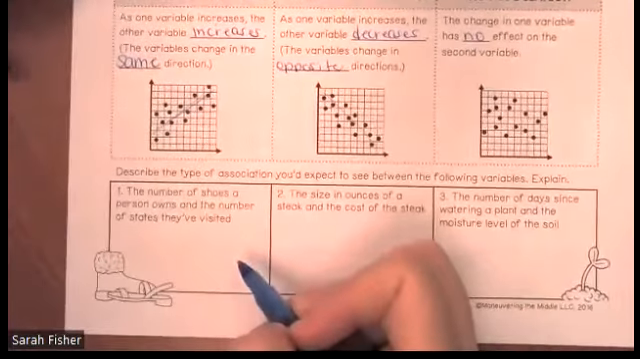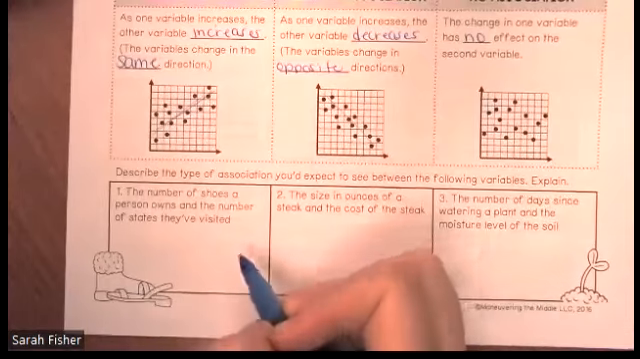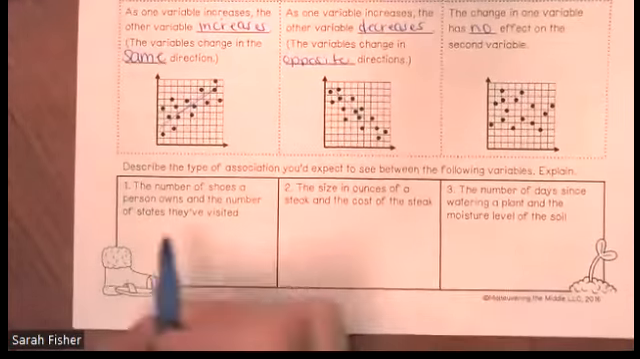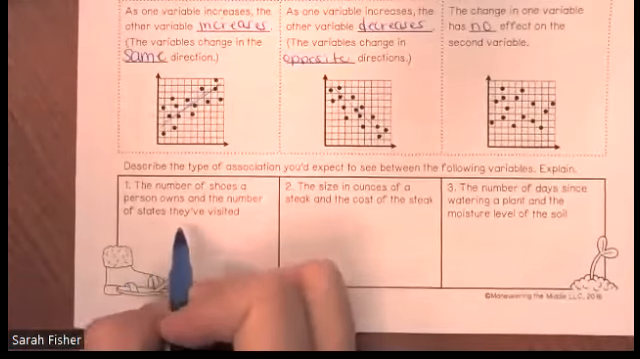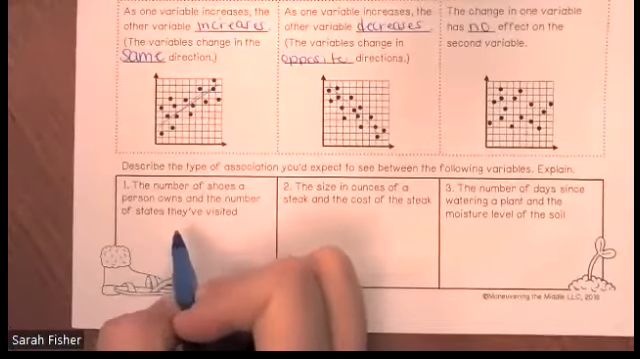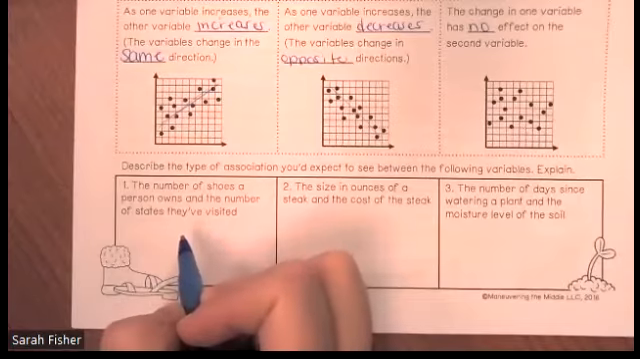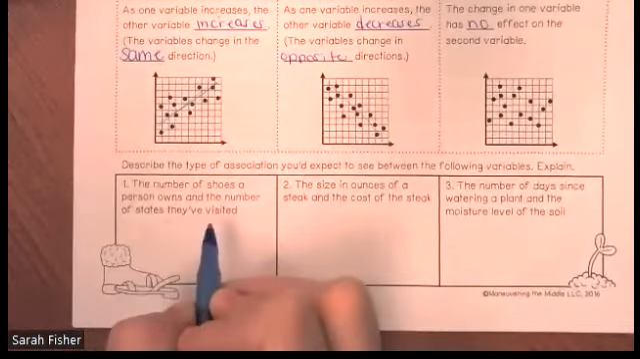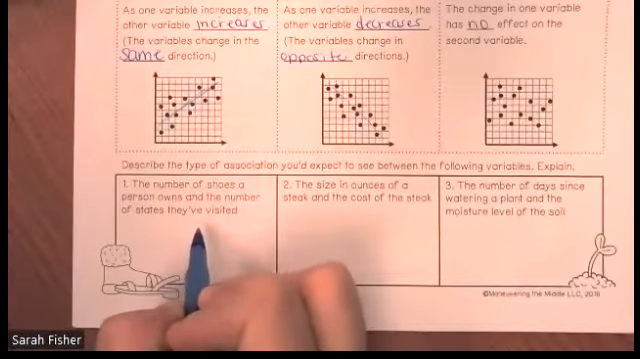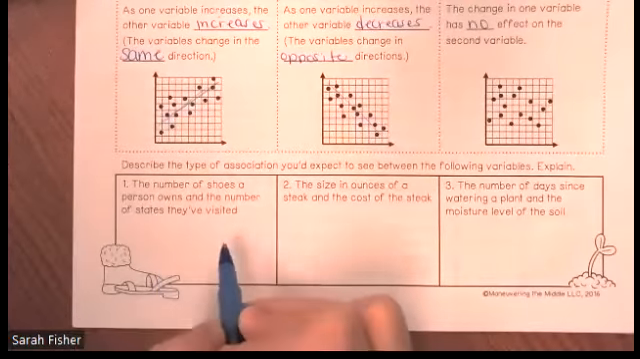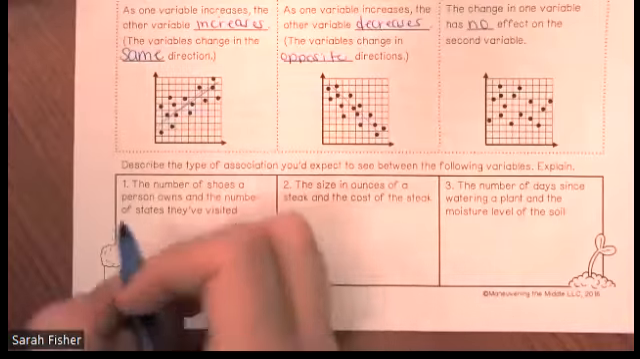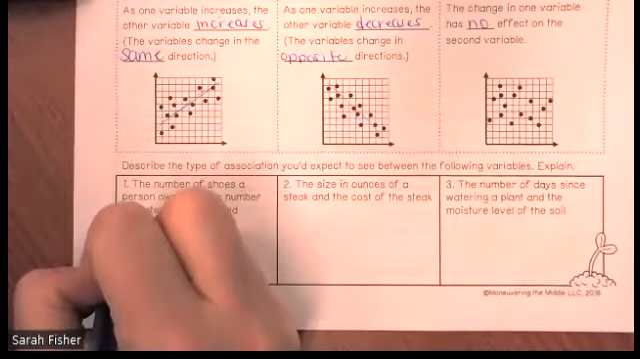Describe the type of association you'd expect to see between the following variables and explain. Okay, so number one, the number of shoes a person owns and the number of states they've visited. So think about that. Does the number of shoes a person owns have any effect on the number of states they've visited? None. So this would have no association.